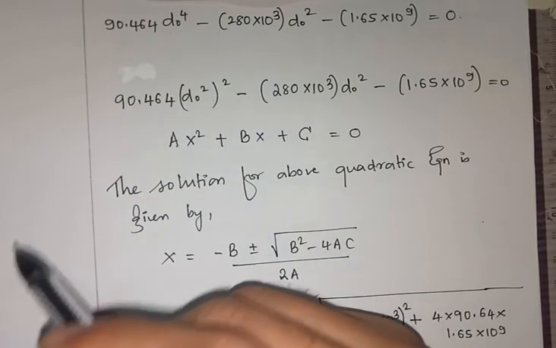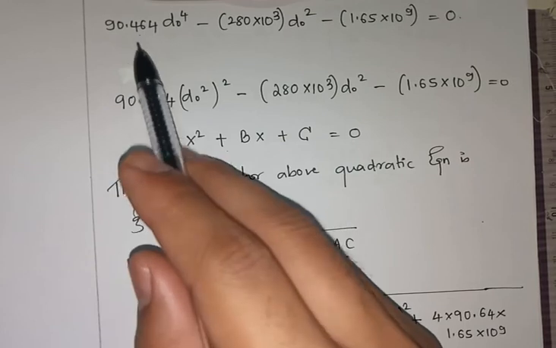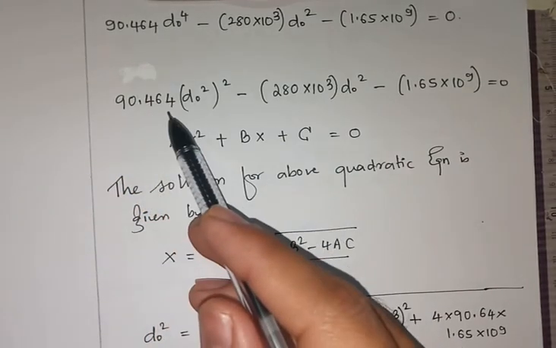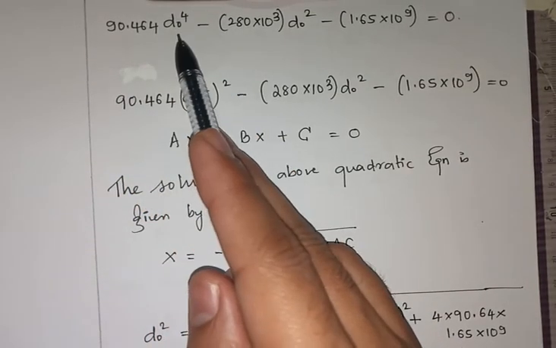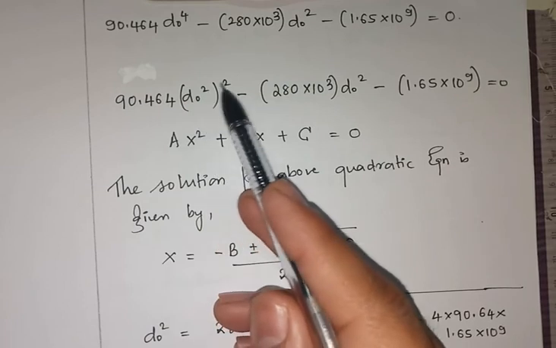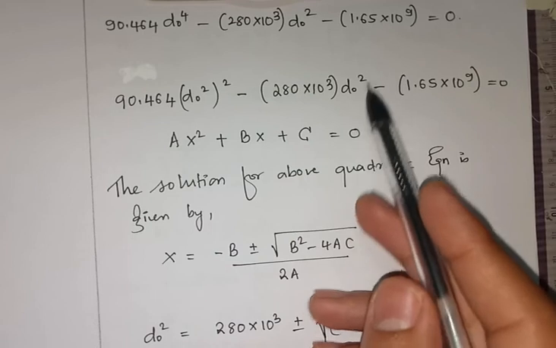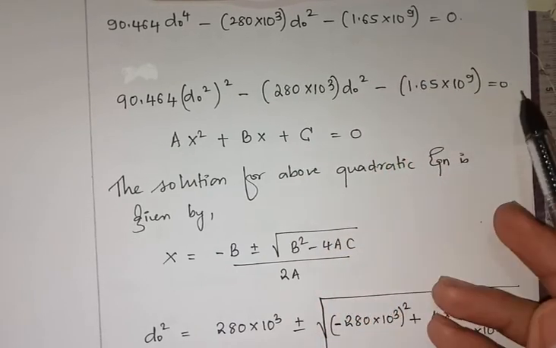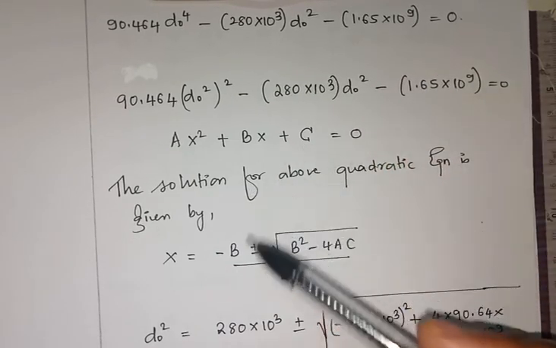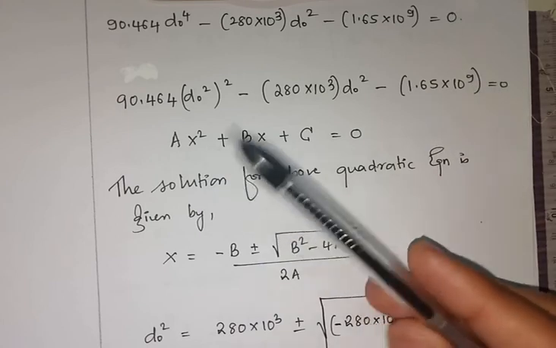Then how are you going to tackle this? So what I have done, 90.464, keep it as it is. D naught raised to 4, you can write it as D naught square, the whole square. So minus 280 into 10 raised to 3 D naught square, and this constant keep it as it is, equal to 0. So I have converted a fourth order equation into a quadratic equation.